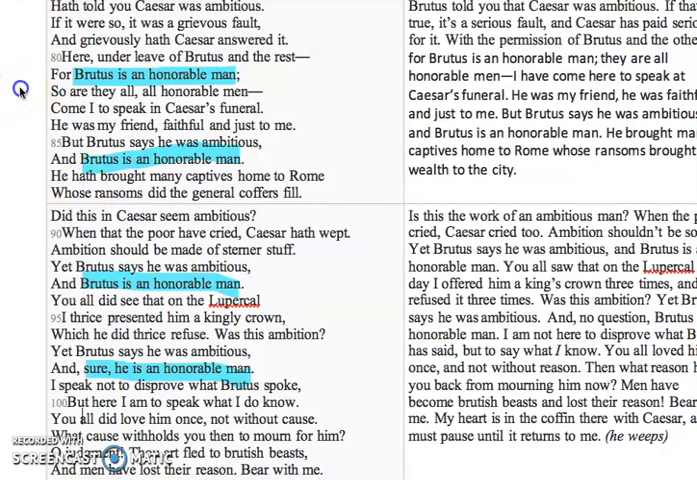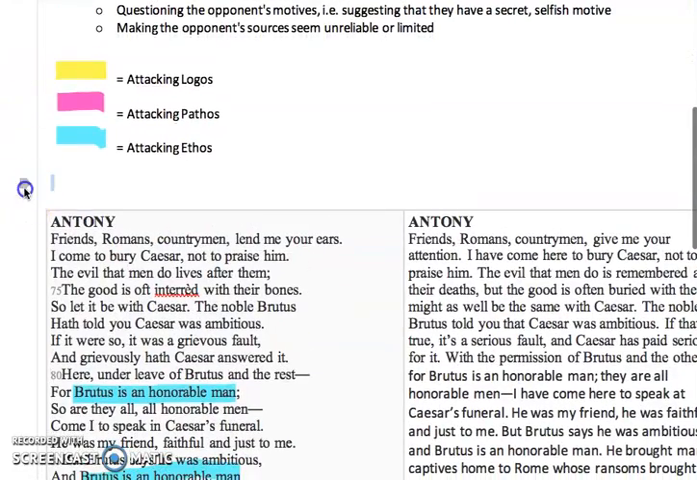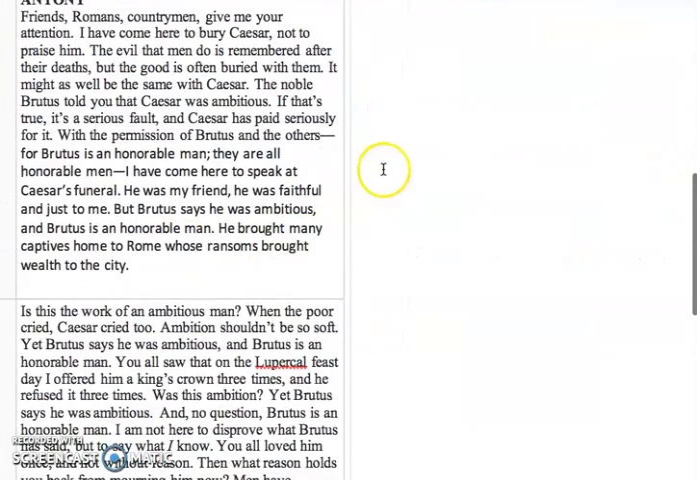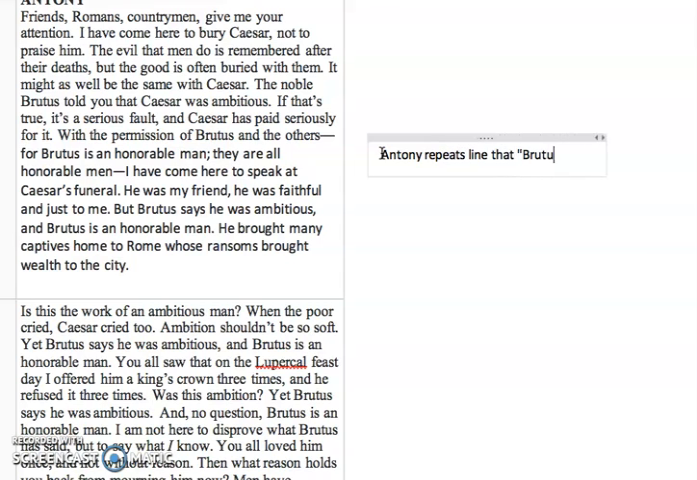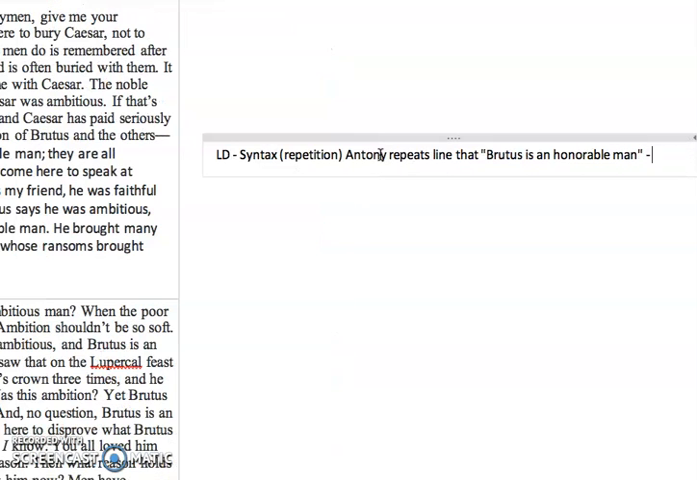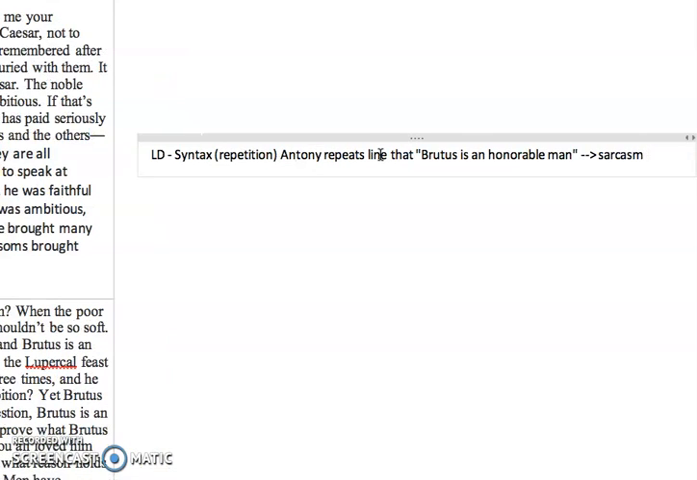So what we might actually notice within all of this is that Brutus, or rather Antony, repeats the line that Brutus is an honorable man. So first of all, we could notice that that's a literary device. That's syntax or repetition. And we would also hopefully be able to tell that Antony doesn't really think that Brutus is an honorable man. This is sarcasm, which is itself another literary device.